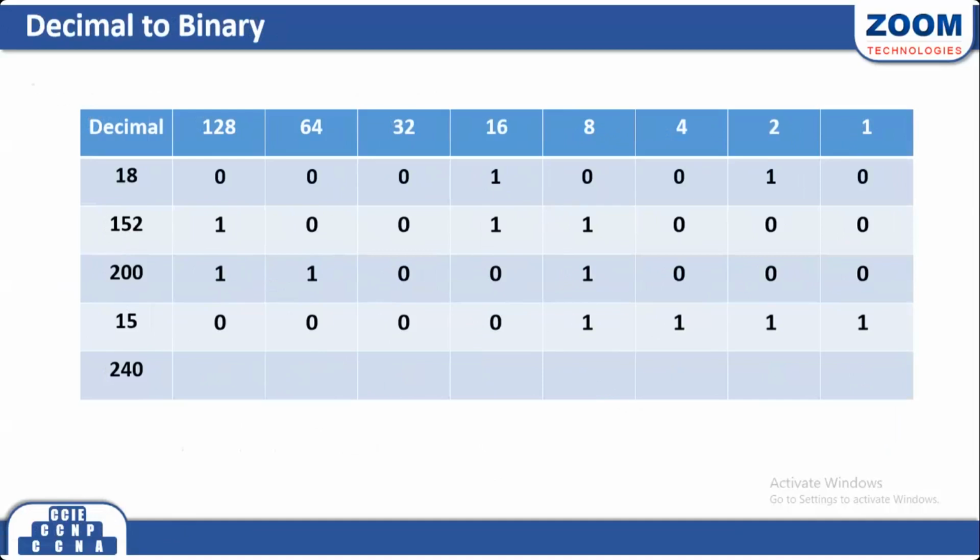1 1 1 1 0 0 0 0. Correct. So here the first 4 bits will be 1 and the last 4 bits will be 0, because 128 plus 64, 192, 192 plus 32 plus 16, 240. Okay. And the remaining bits will be 0. And we know if all 8 bits are 1, this is the last possible combination, which is 255.